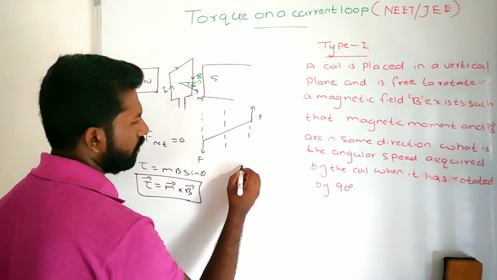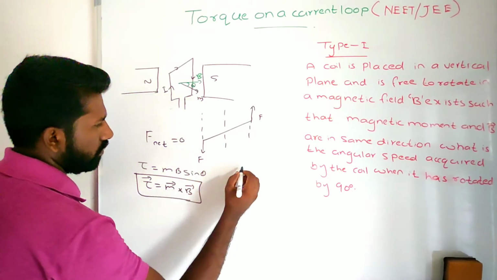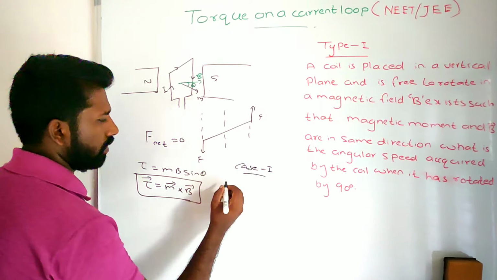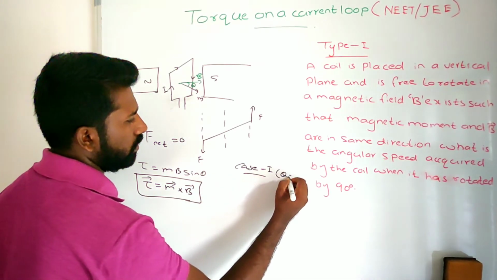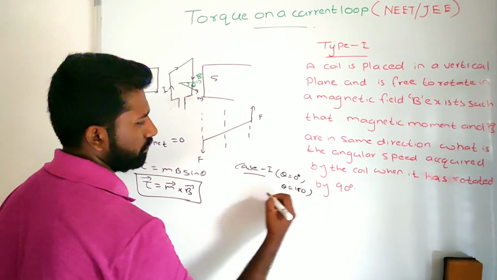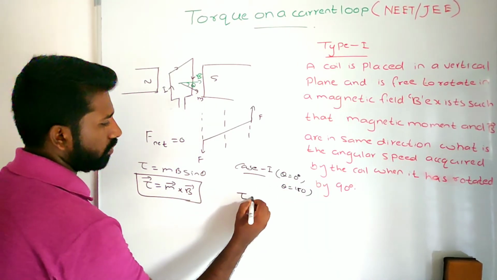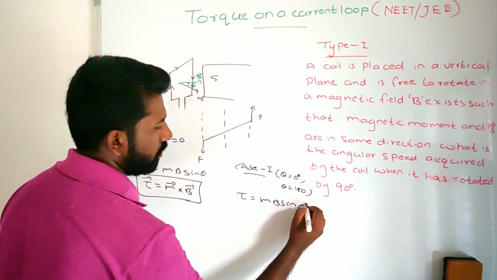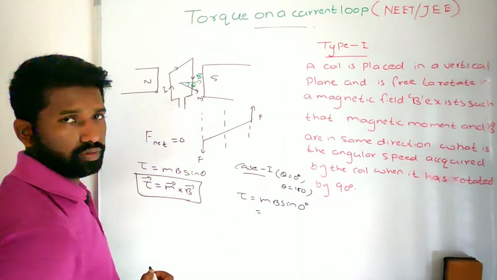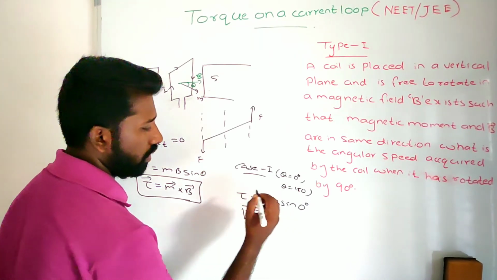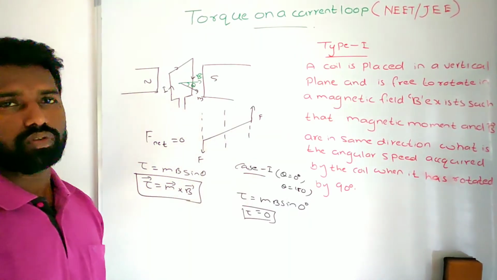Now we will discuss the special cases. Case 1: theta is equal to 0 degree or theta is equal to 180 degree. So what about the torque? Torque is equal to mB sin 0 degree. Sin 0 is 0, so the torque is 0. If it is 180 degree, sin 180 is also 0.